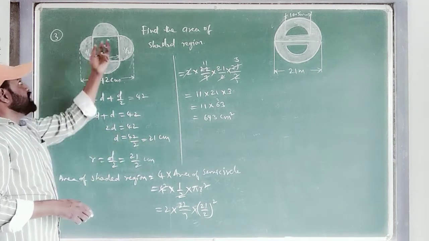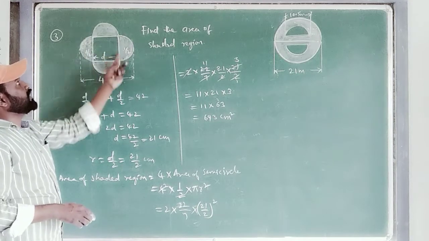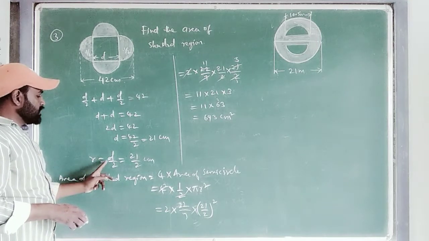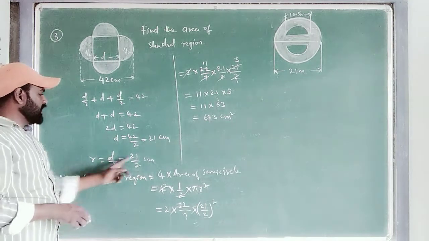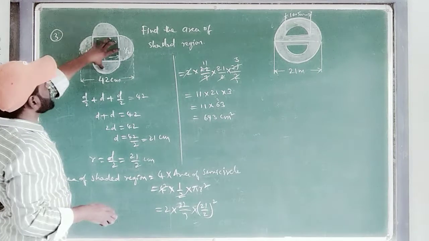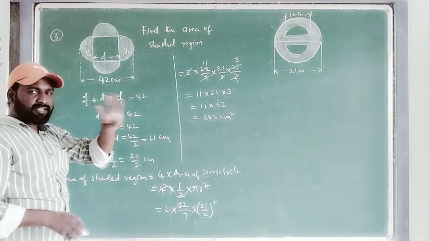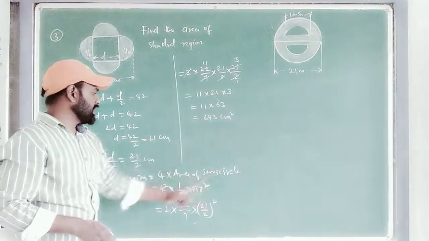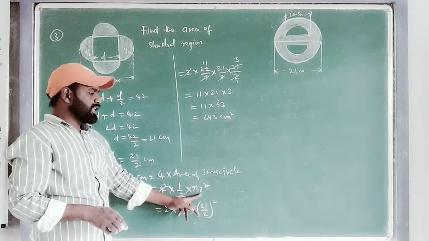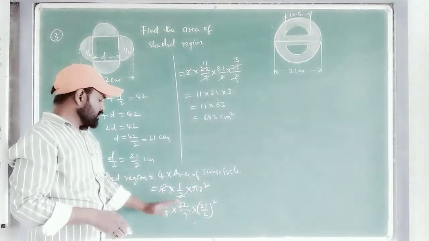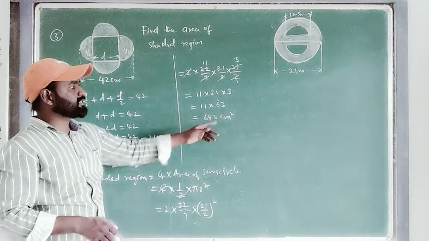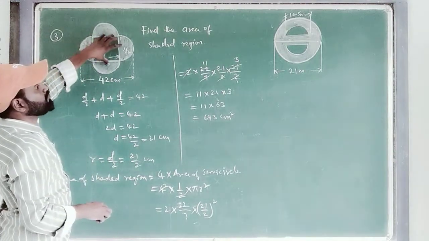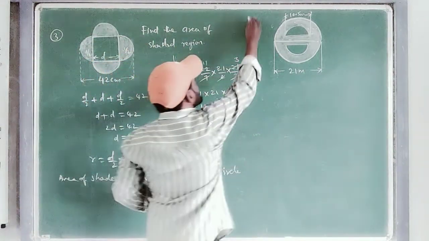But d means what? The side of the square, which is equal to the diameter of the semicircle. So from that we can find the radius of the circle. So d by 2, radius is 21 by 2. There are how many circles? 4 semicircles are there. Semicircle means half of the circle. So 4 into area of the semicircle. Area of the semicircle is half of the area of the circle, pi r square. So substitute the values and simplify, you will get 693 centimeter square, which is the area of the shaded region from this figure. Now let us move on to the second figure.